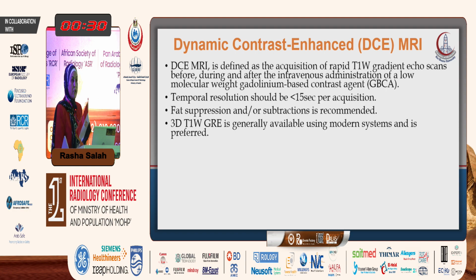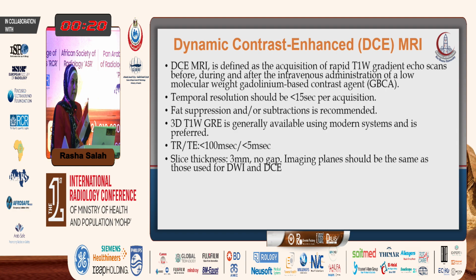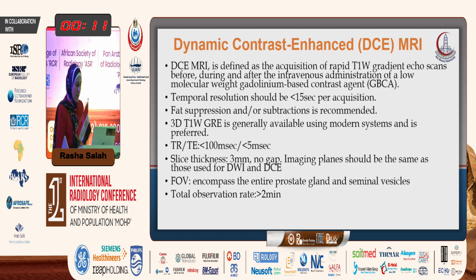3D is better than 2D images, and 3D is available on multiple machines now. The slice thickness again should be small, 3 millimeters, and the orientation should be the same as the T2 and the diffusion weighted image. The field of view should include the seminal vesicles, and we perform this DCE for more than 2 minutes. From 2 to 5 minutes is adequate for performing the DCE.